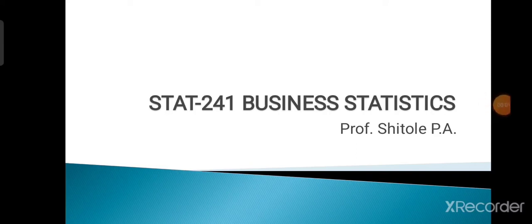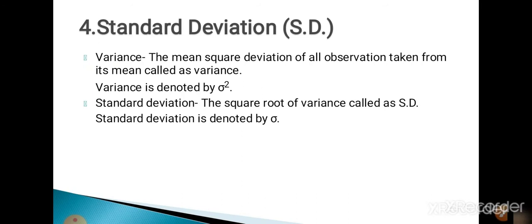Hello everyone. Today we are going to learn the last measure of dispersion, named standard deviation. First of all, we see the definition of variance and then standard deviation. First definition is variance. Standard deviation is calculated by using the variance. So first of all, we see the definition of variance.